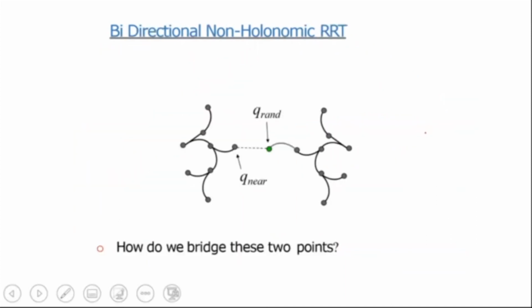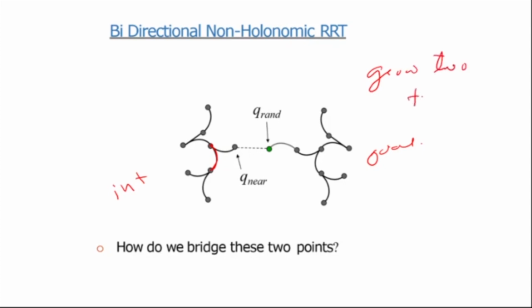Now let's see how we proceed further. We can have bidirectional non-holonomic RRTs, in which case, exactly the same way, we start from the initial point and the goal point in two directions. So we grow two trees and see where they connect. This is coming from this side, this from this side. From here we can see which is the nearest node, connect with a straight line, and then figure out how to make small nodes and try to connect. That is connecting or bridging two points from two different trees.